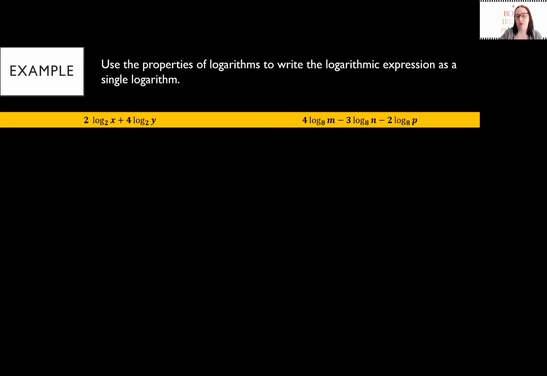Okay, so now we're going to kind of ramp it up. So again, I've got 2 examples here, and we're going to be using more than one property essentially to simplify these, or to rewrite them as a single logarithm. And these essentially can't really be simplified further, so I just left that off of the directions.